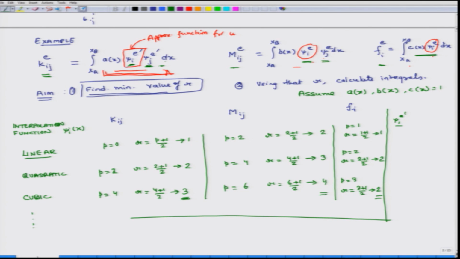Now, if we want to be consistent, we can go with 4 quadrature points for k, m and f in all the cases, because that will not lead to loss of accuracy. But if I use 3 quadrature points, I will get correct answers for k, I will get correct answers for f, but I will not get correct answer for m. So, this is very important to understand.